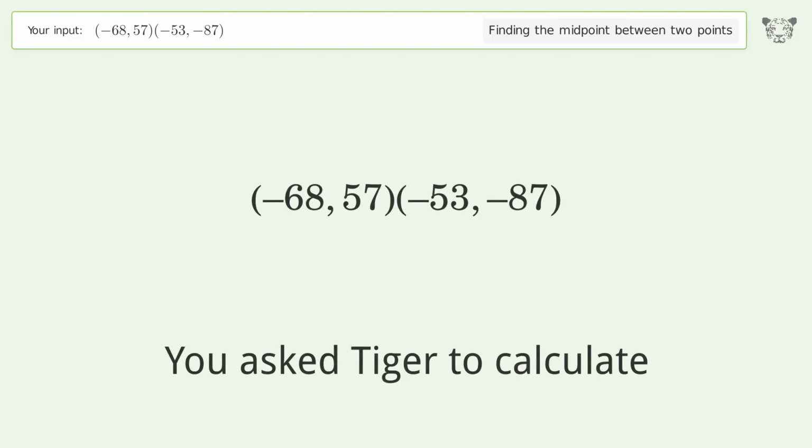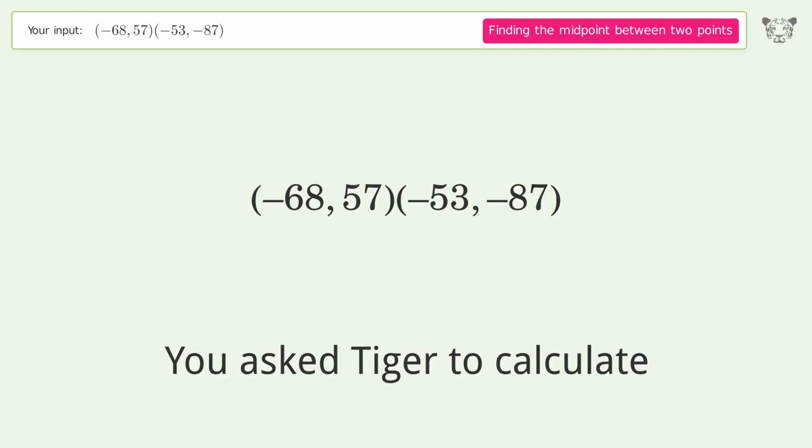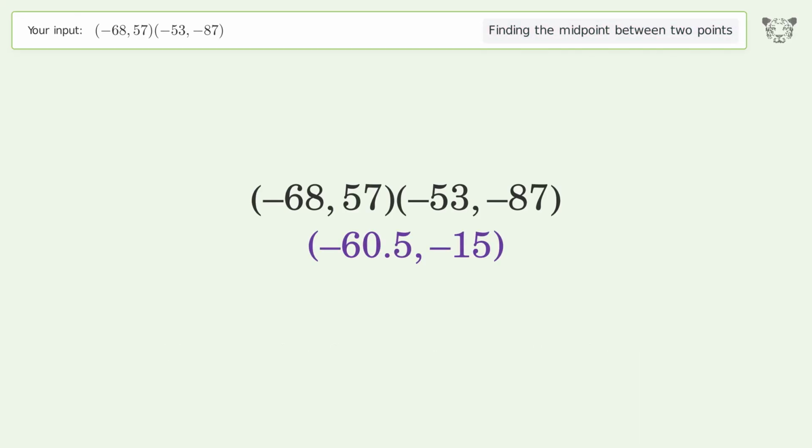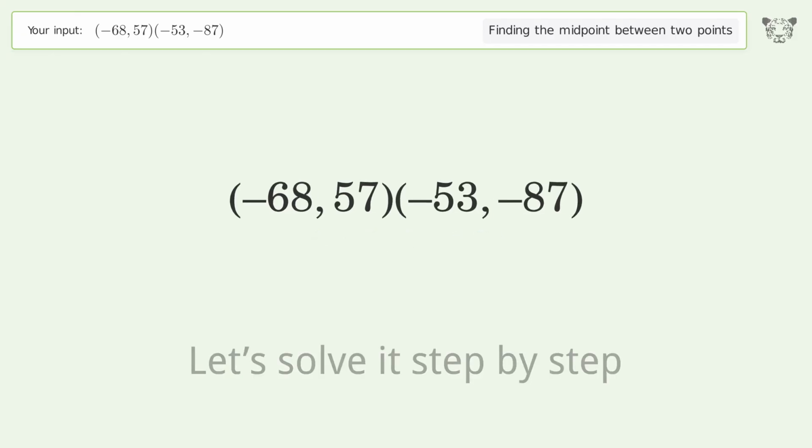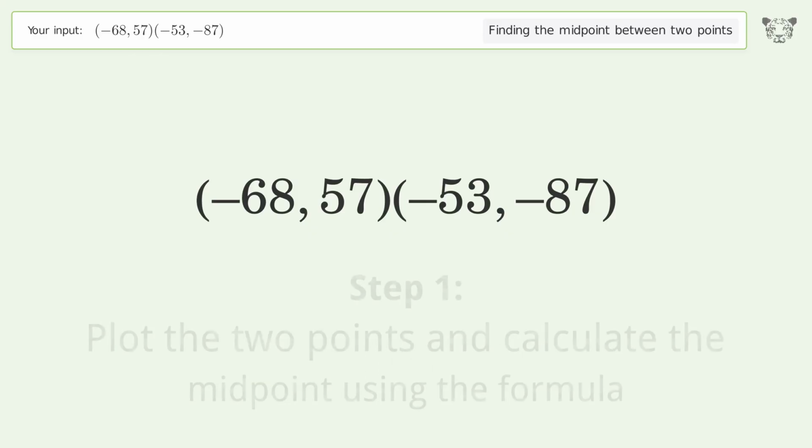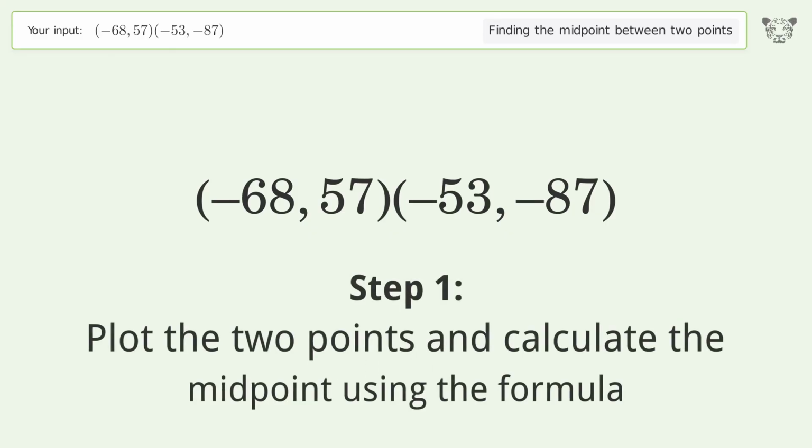You ask Tiger to calculate. This deals with finding the midpoint between 2 points. The midpoint between the 2 points is -60.5, -15. Let's solve it step by step. Plot the 2 points and calculate the midpoint using the formula.